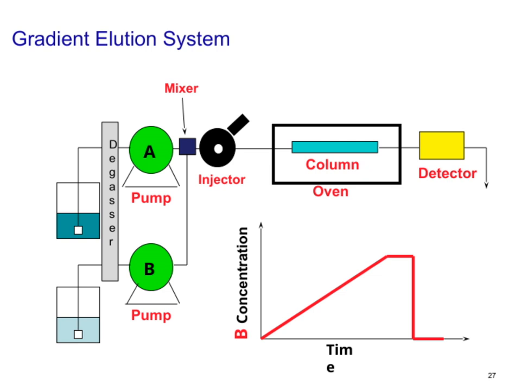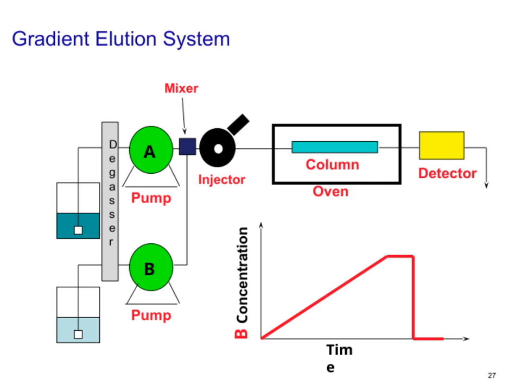The pump then delivers the solvent mixture through the system, maintaining a precise flow rate. The detector is positioned downstream to identify and quantify the compounds as they elute. The oven keeps the column at a consistent temperature, which is vital for reproducibility and optimal separation. The column itself is where the actual separation happens. Different compounds travel through at different speeds depending on their interactions with the stationary phase.